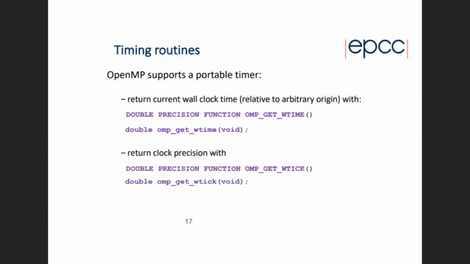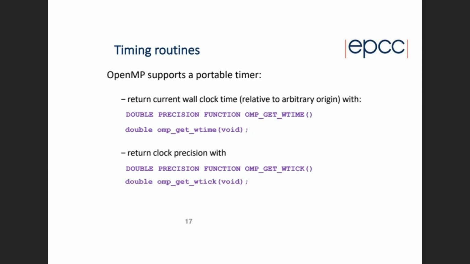Okay, last little topic: timing routines. OpenMP supports a timer routine as part of the runtime library, which is quite convenient to use. It just returns the current wall clock time relative to some arbitrary origin in the past, and it returns a double precision 8-byte floating point value in seconds. So it's a little bit more convenient than some other clock routines that do something different.